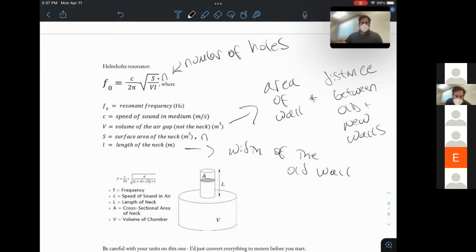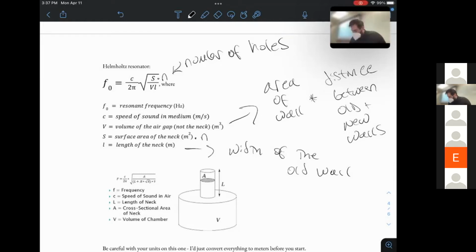Internet feels okay? Oh, Eldrin has a question. Is that surface area times the number of holes? Yes. The big S is surface area, and that's where your factor is. The how many is just multiplied by that surface area.